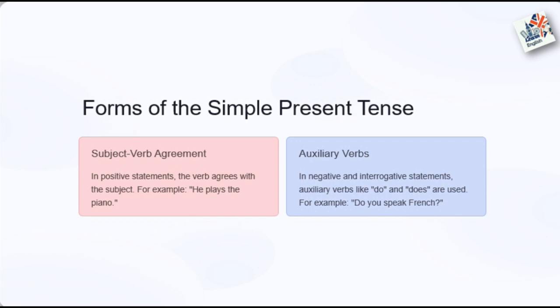For example, he plays the piano. Auxiliary verbs: in negative and interrogative statements, auxiliary verbs like do and does are used. For example, do you speak French?